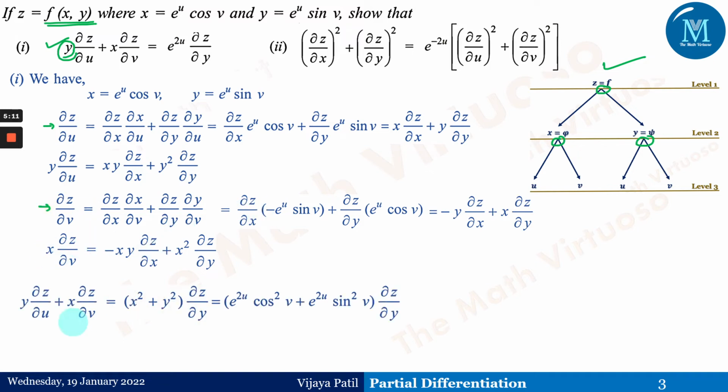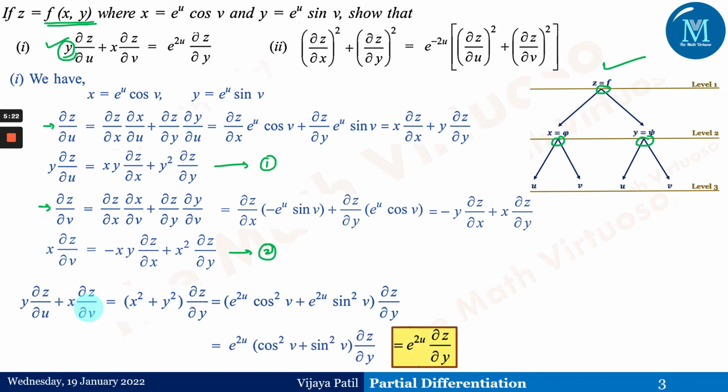And if you add them up, suppose this is the first equation and this is the second equation, adding them up we'll get this type of thing. So this is nothing but x squared plus y squared, where the value of x and the value of y we are putting from this equation. Just simplifying, e to the power 2u is out, and cos square v plus sin square v will reduce to 1, and we remain with the answer which we wanted to prove.